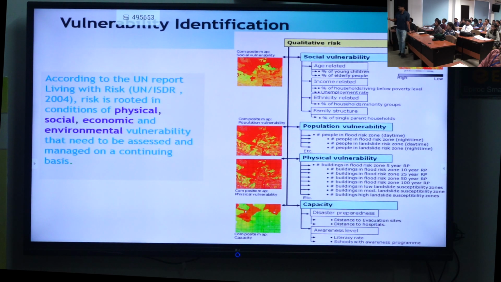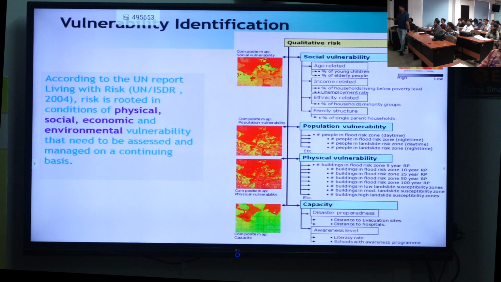Okay. Physical vulnerability means structure, like assets, like buildings. There are all those things, right? So how many buildings are in flood risk? Maybe when you are doing the assessment for a 10-year return period, or a 25-year, 50-year, 100-year return period, and so on. Another example: buildings in a low landslide susceptibility zone, buildings in a moderate landslide susceptibility zone, buildings in a high landslide susceptibility zone. I have put this example so that you can comprehend what I am trying to talk about. Okay.